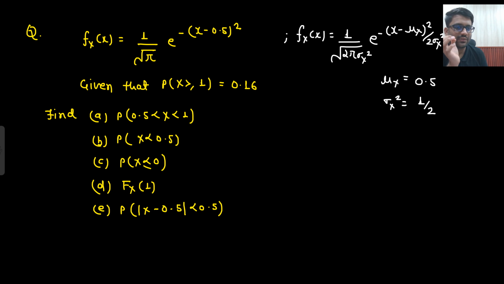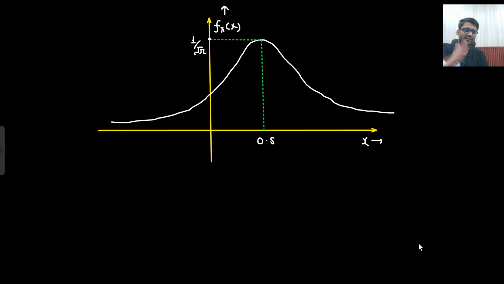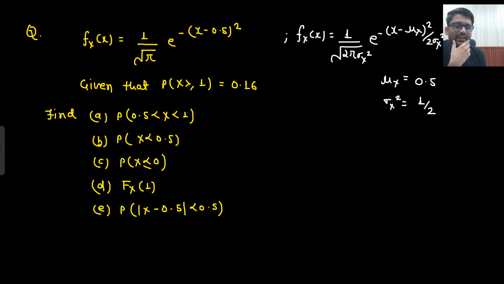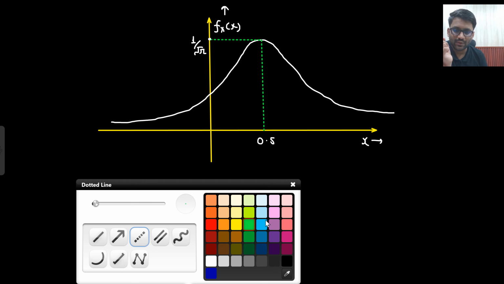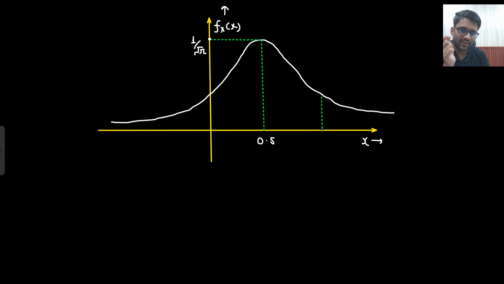So can you draw the diagram for this one? Mu x is 0.5, sigma x square is 1 by 2. So mu x is 0.5 here. Now what they are saying: probability of x greater than 1 is equal to 0.16. Where will x equal to 1 be? X equal to 1 will be somewhere here. This is your x equals to 1. So this probability they have shown, that is 0.16.